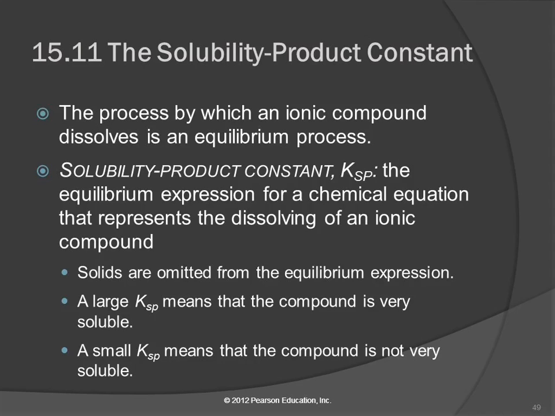So instead of calling it an equilibrium constant, we call it a solubility product constant, Ksp. It's the equilibrium expression for an equation that represents the dissolving of an ionic compound. So it's got a special name. It follows the same pattern as the equilibrium expression. So we need to remember that solids are omitted from the equilibrium expression. And what we see is if we have a large Ksp, we've got a compound that's very soluble, and a small Ksp means the compound is not very soluble.